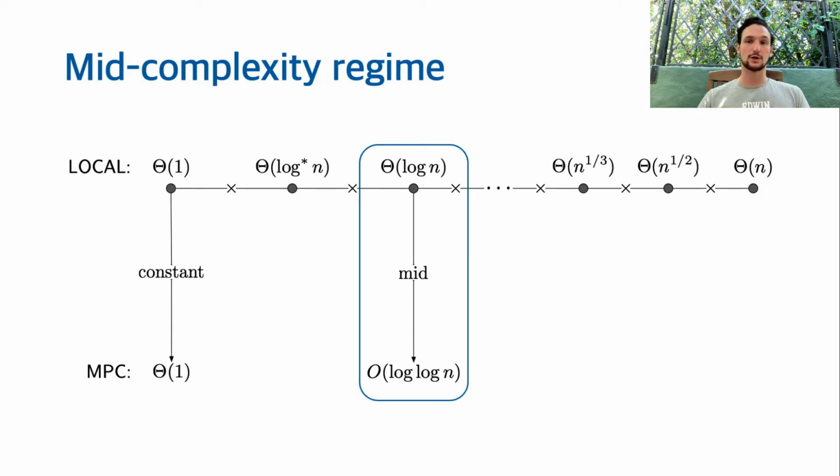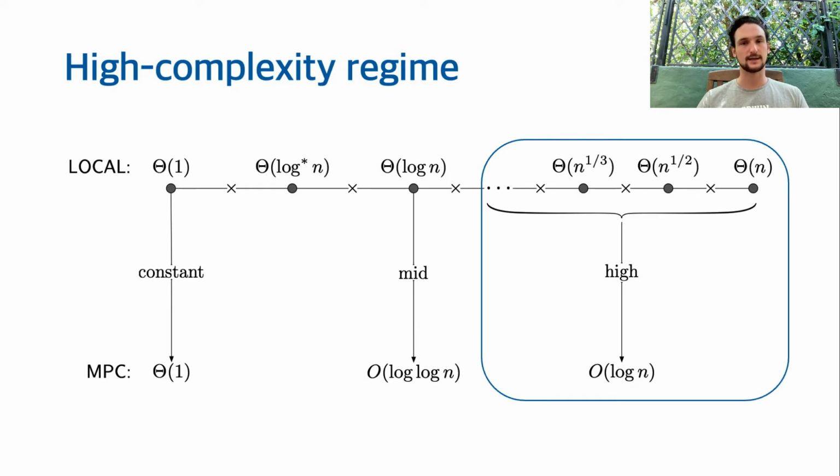Well, how about problems slower than log n time? So the right-hand side of the figure. It has a lot of complexity classes. And here we continue our exponential speedup trend and show that all of them can be solved in log n time. So we effectively show that all LCL problems can be solved in log n time.